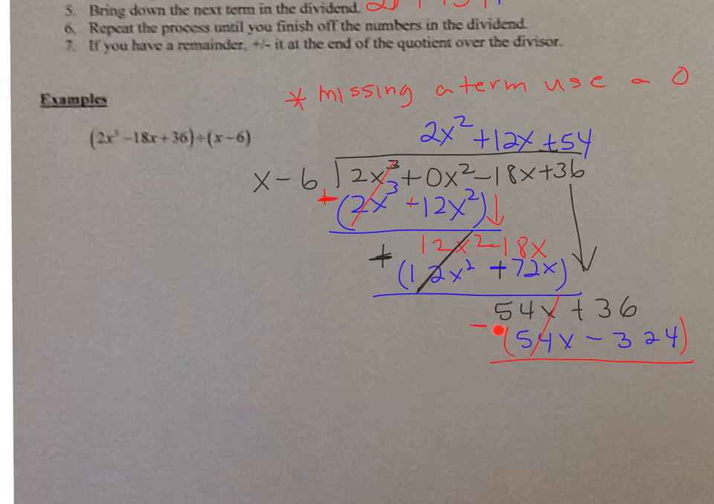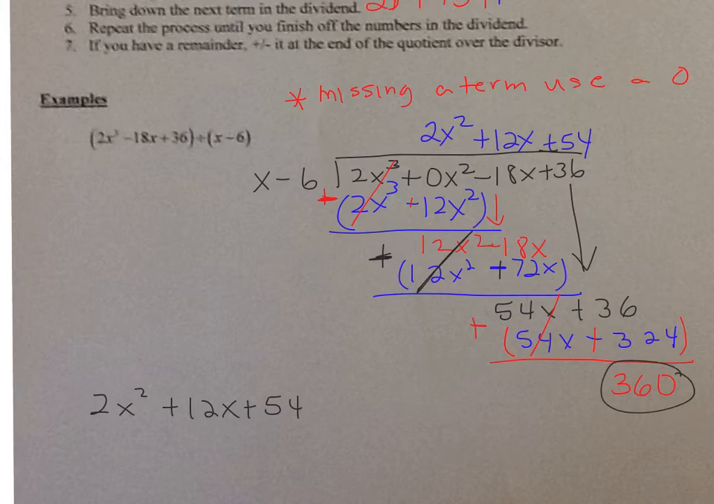So I have this 36 minus negative 324, so that becomes the plus plus. So 36 minus negative 324 is positive 360. Okay, so I have a remainder. So now to write this, when you have a remainder, your answer is 2x squared plus 12x plus 54. Since your remainder is positive, you're going to put plus 360, and then you put that over your divisor, which is x minus 6. So my answer is 2x squared plus 12x plus 54 plus 360 over x minus 6.